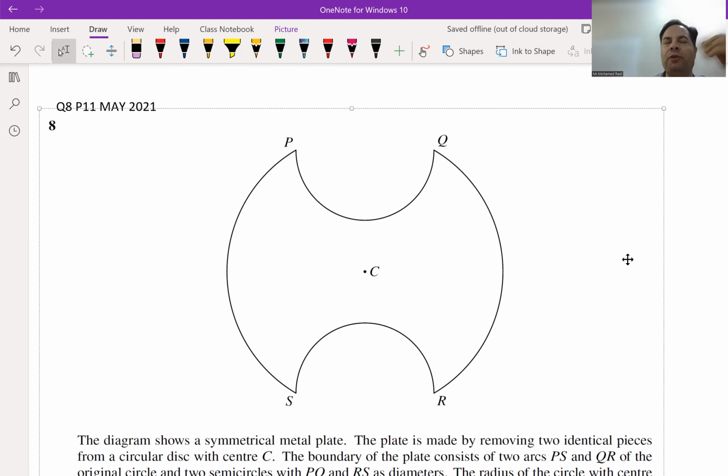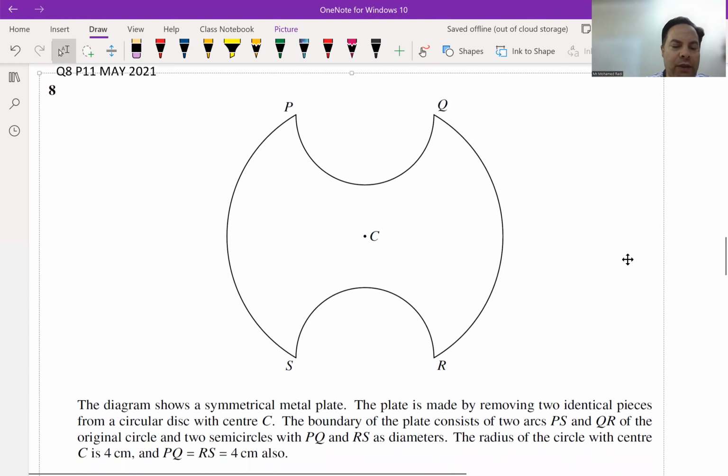You have to know how to get the length of an arc, which is theta r. Area of a sector is half theta r squared, with theta in radians. How to find the area of a triangle: half ab sine C. How to get the area of a segment: area of sector minus area of triangle. Don't forget how to use trigonometric rules like the right angled triangle, sine rule, cosine rule, and Pythagoras theorem.